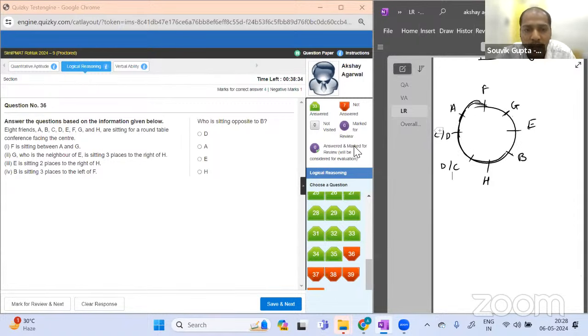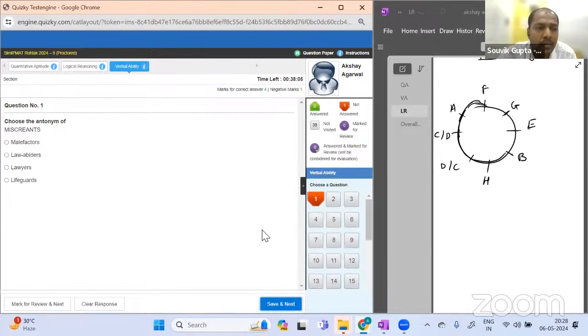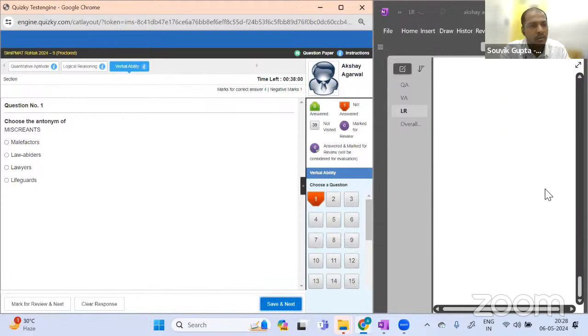Who is sitting opposite B? A is sitting. Between which two friends is G sitting? E and F. Who is sitting opposite to G? It is either C or D. Who among the following is E's neighbor? Either G or B? B. Who's A's neighbor on his left? A's left means A's clockwise is F. Okay, so 38 minutes left for the verbal section.